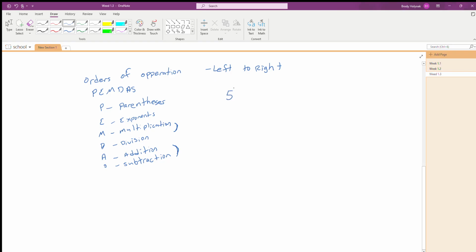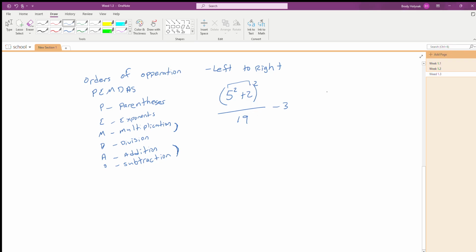So if I had (5 squared plus 2) parentheses squared divided by 19, and then we'll say this whole thing is going to be subtracted by 3. So as we're looking through this problem, we got to go through and figure out what's going on. So the first thing we need to do is our parentheses. So the parentheses is going to be these values right here.